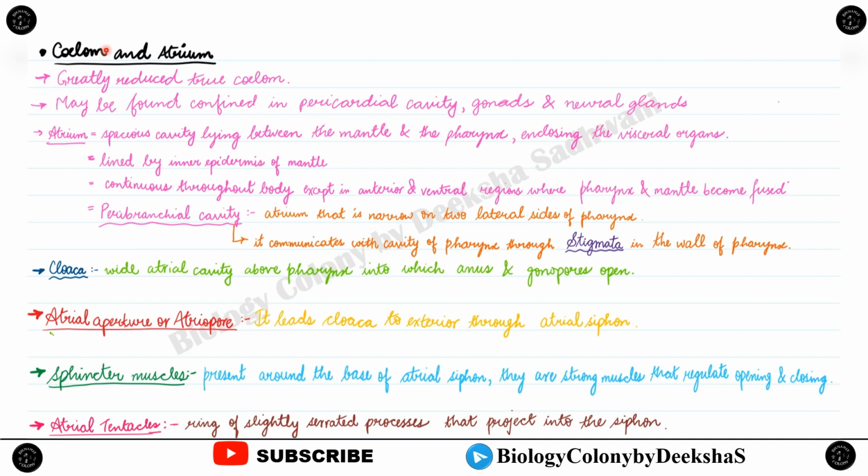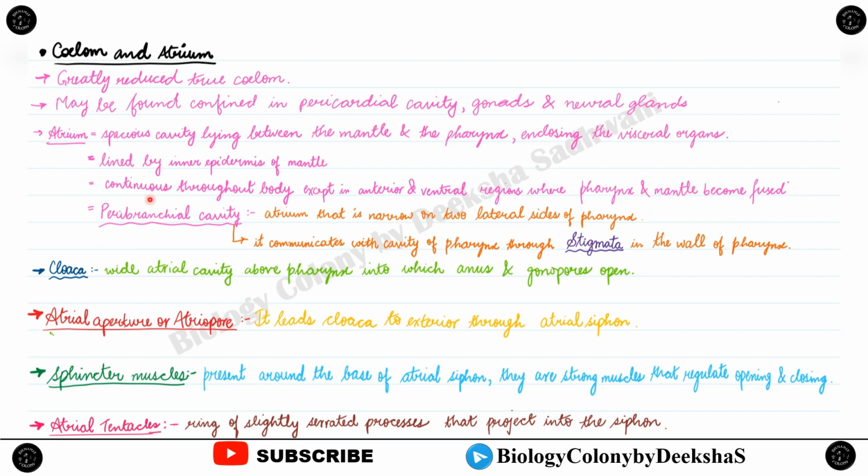Then the last slide is coelom and atrium. As I mentioned earlier, the coelom is greatly reduced and it can be found confined in the pericardial cavity, gonads and neural glands. It has a spacious cavity that lies between the mantle and the pharynx, enclosing the visceral organs, that is called the atrium. It is lined by the inner epidermis of the mantle. It is continuous throughout the body except in anterior and ventral regions where pharynx and mantle become fused.